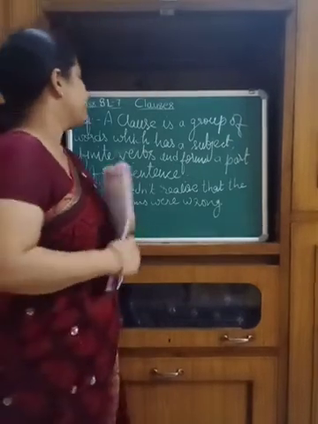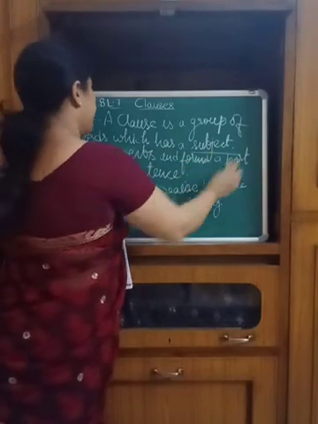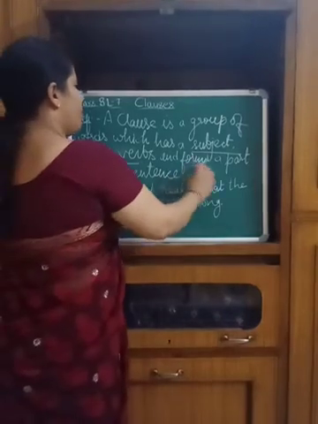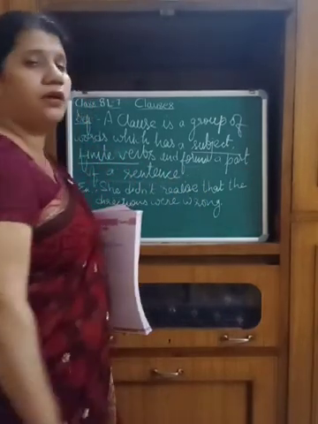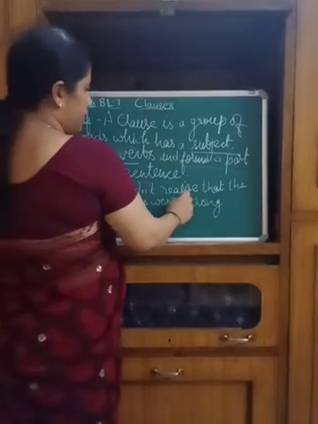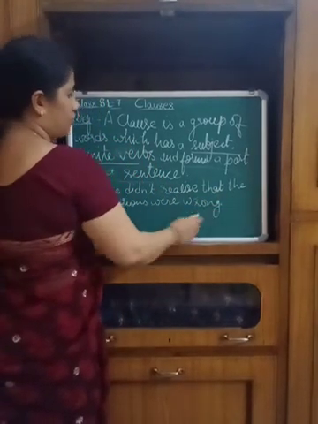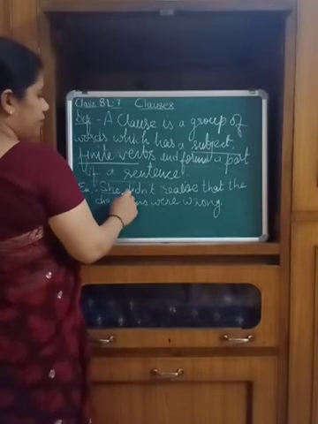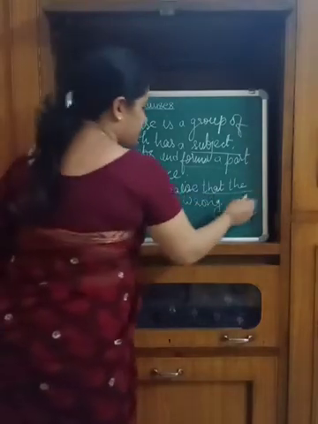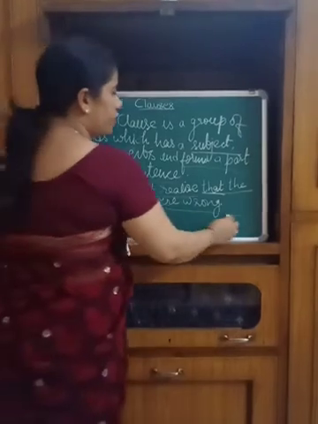What are clauses? A clause is a group of words which has a subject, remember this, a subject and a finite verb, and forms a part of a sentence. Let's try to understand it with the help of an example. She did not realize that the directions were wrong. Here this is the subject, this is the helping verb, this is the main verb, and the rest of the sentence from the word that is the clause.